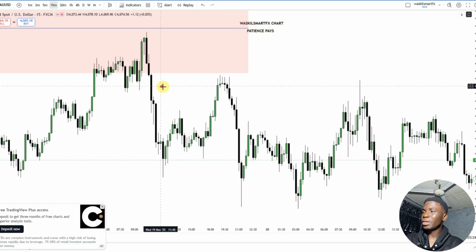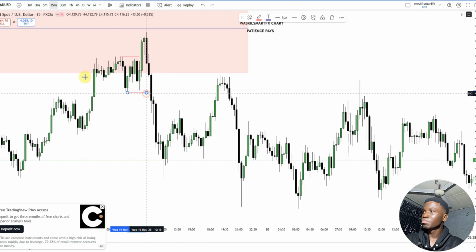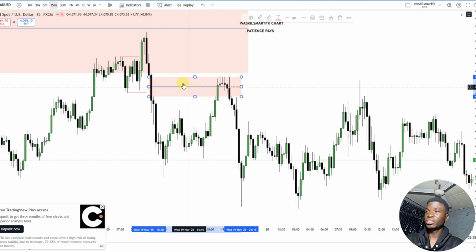You can see what market did here. Market breaks the structure here, breaks the structure here, and trades, right? You can see here we have another fair value gap on 15 minutes, so which means we have another zone here, another fair order block.